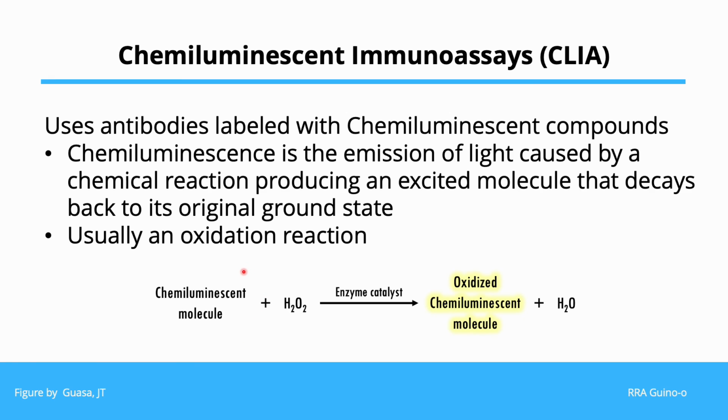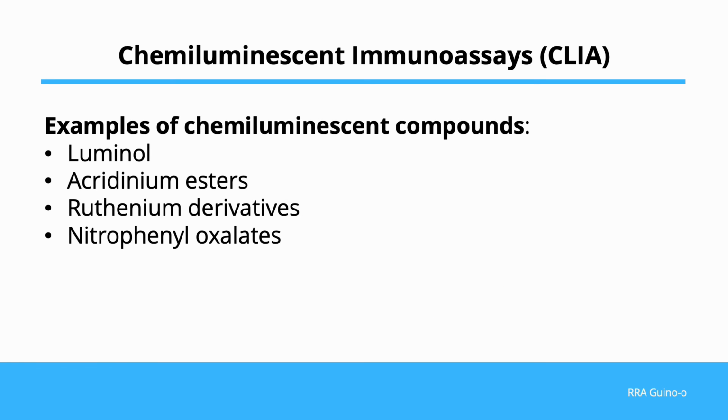So we have our chemiluminescent molecule. In the presence of an enzyme catalyst and hydrogen peroxide, it becomes oxidized. And as it becomes oxidized, it produces light, which can be detected by a detector. Some examples of commonly used chemiluminescent compounds in the laboratory are luminol, acridinium esters, ruthenium derivatives, and nitrophenyl oxalates.